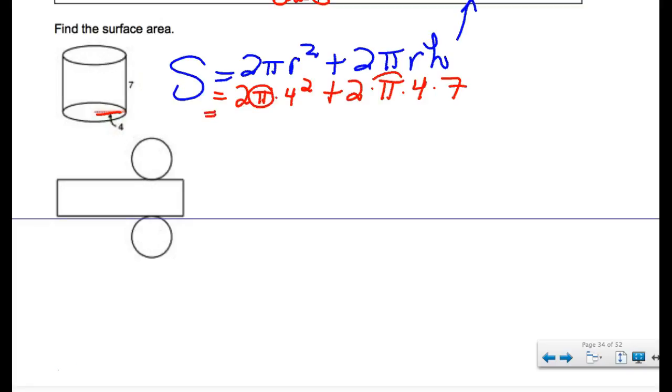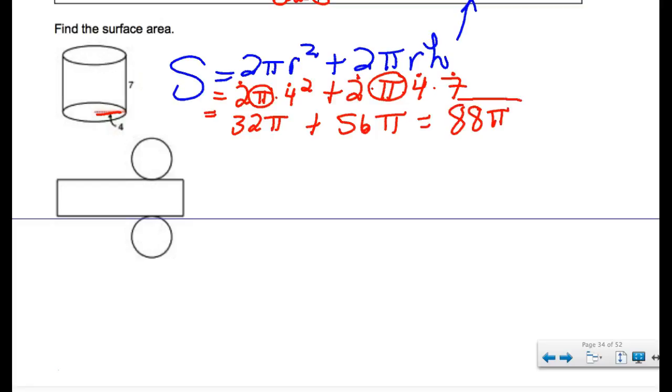Pi is a number that goes on forever, never repeats, so I'm not going to round it. I'm going to do 2 times 4 squared, which is 2 times 16, or 32 pi. Again, I'm going to do everything but the pi. I'm going to do 2 times 4, which is 8, times 7, which is 56. If I were to say, what is this answer in terms of pi, sometimes they have that on like the ACT or MCA or something, I would say 88 pi.